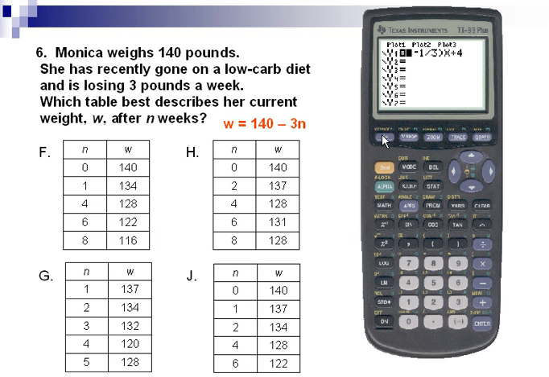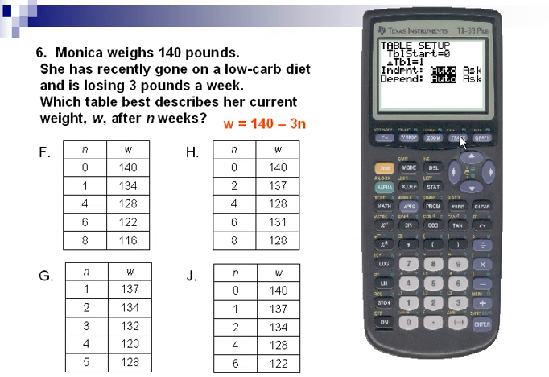To input this into our calculator, we're going to go to our Y equals, clear out anything you have, and put in 140 minus 3x. Since we're looking for a table, we're going to use the table that is in the graphing calculator. To begin, we want to go to 2nd Table Set. Since our x values begin at 0, we want our table set to start at 0. Then we will increase the table by 1 each time. Make sure both your independent and dependent are on auto. Now go 2nd Table, which is 2nd Graph.